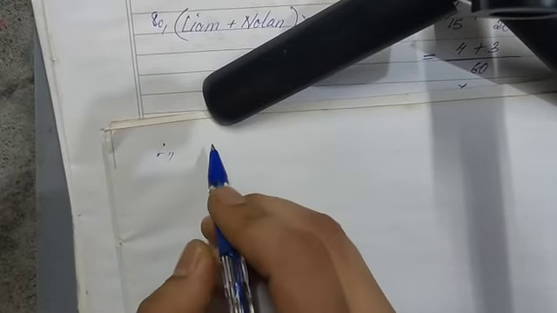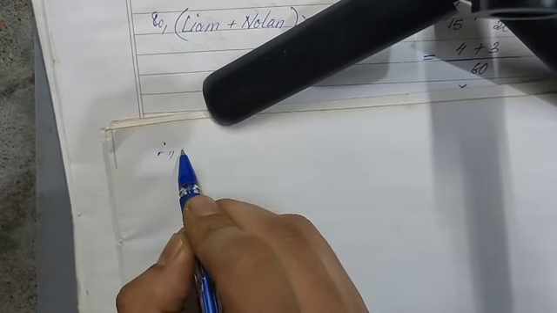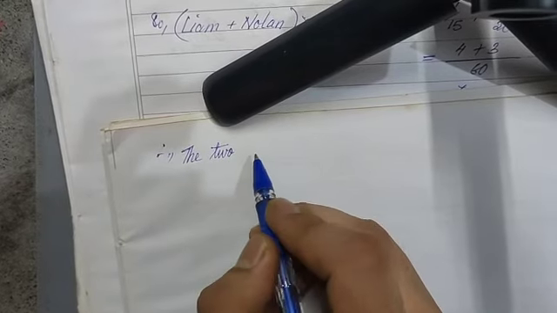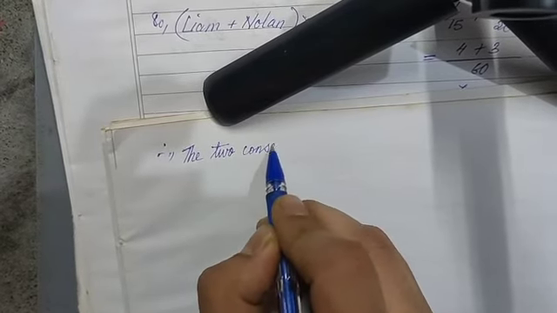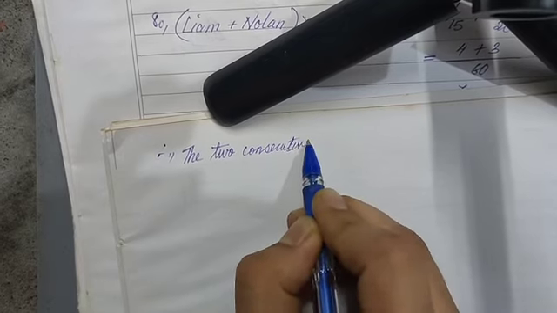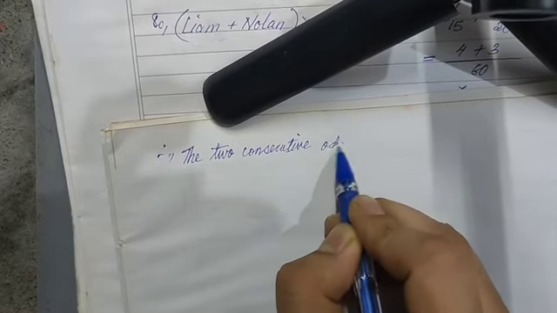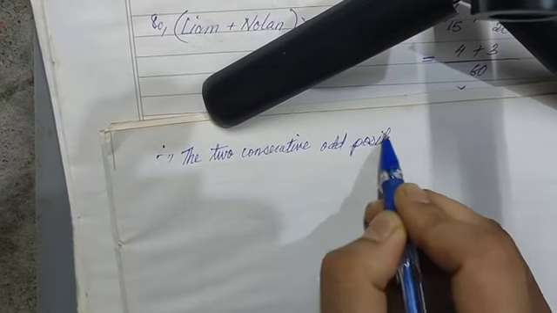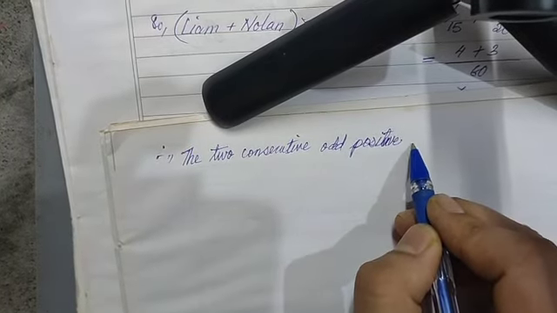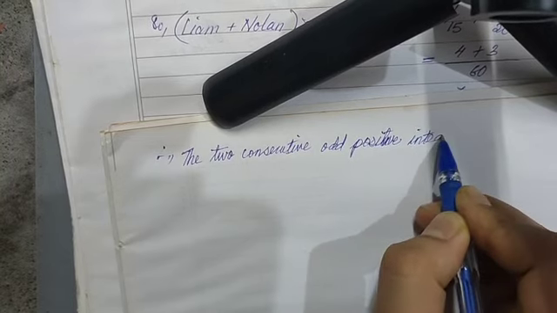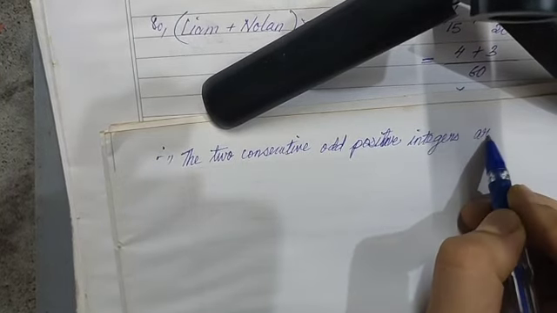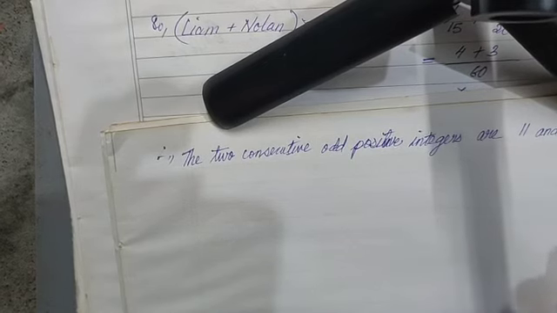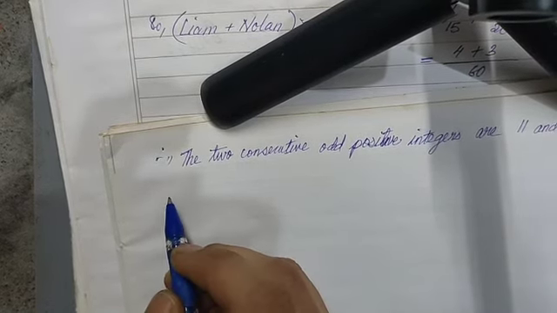Therefore, the two consecutive odd positive integers are 11 and 11 plus 2, which is 13. 11 and 13.